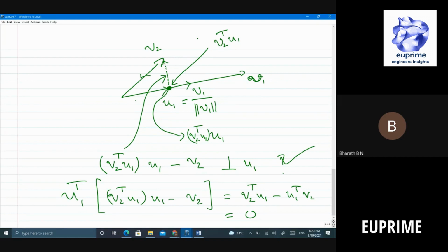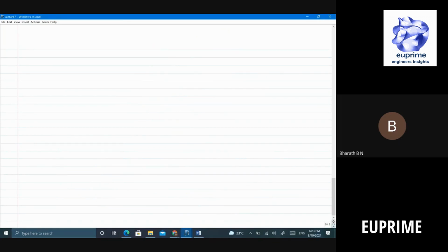It's orthogonal, but is it orthonormal? No. What do I do? Divide it by the norm, right? So if I call this u2 dash, then u2 dash divided by the norm of u2 dash is u2. I'll call u2 as u2 dash divided by norm of u2 dash. This gives me normalized vectors. So u1 and u2 will give me orthonormal vectors, right?